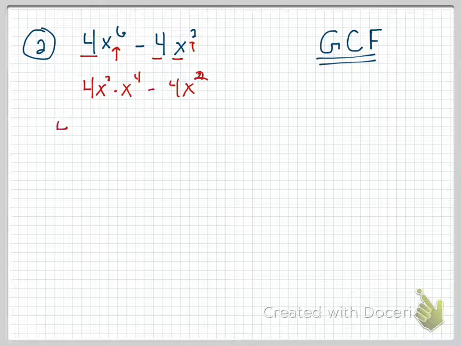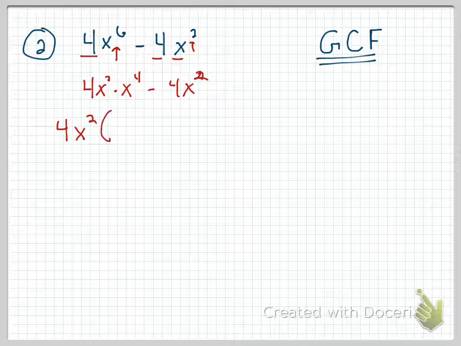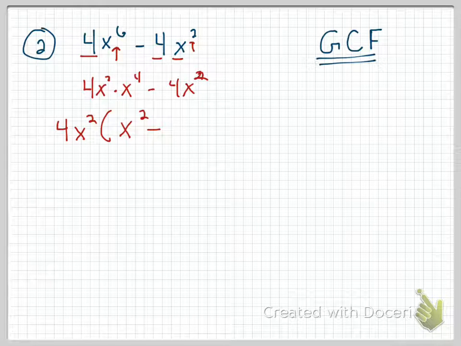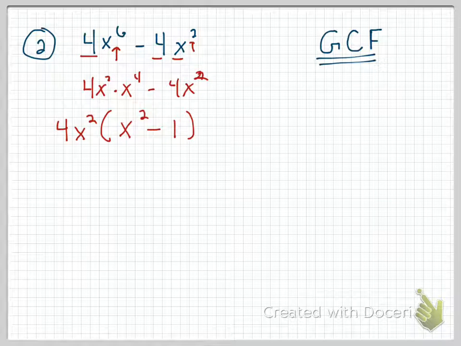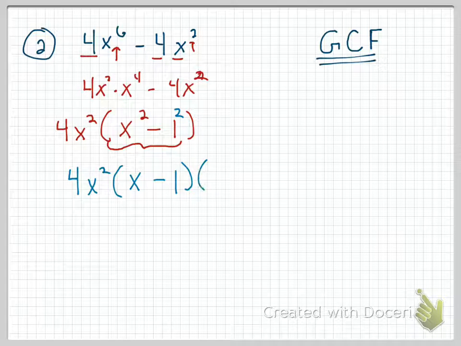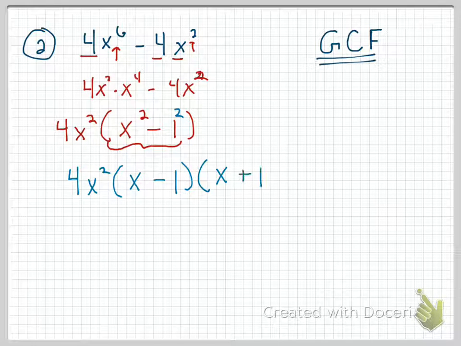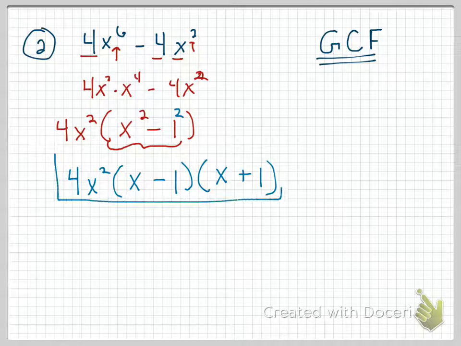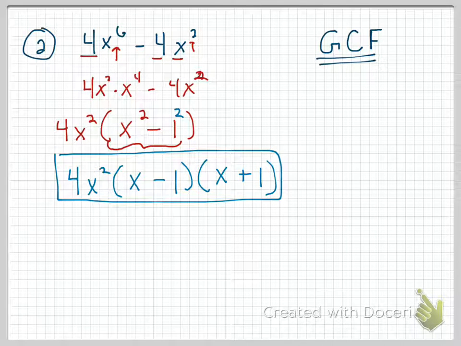So what we're going to do is take that 4x squared out. That leaves us with an x squared minus 1, because 4x squared times 1 is 4x squared. Now this, we aren't quite done yet, is a difference of two squares. We can think of that as x squared minus 1 squared. And we have a formula for that, which is just take what they've squared minus what they've squared, and take what they've squared plus what they've squared. So that is the complete factorization of the original polynomial.